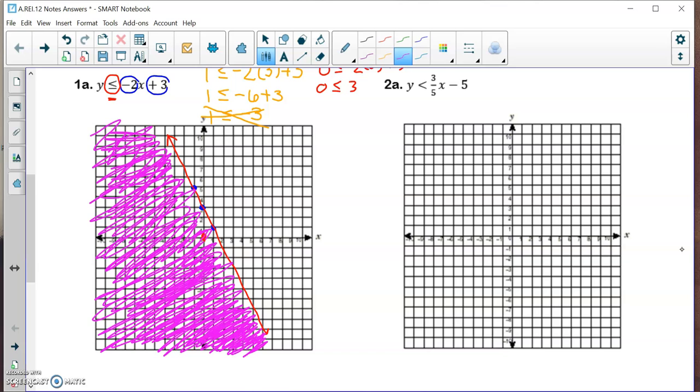Number 2, we're going to first start off graphing my y-intercept, which is negative 5, and my slope, which is 3/5, which means I have a rise of 3, so I go up 3 and over 1, 2, 3, 4, 5. Or I could have went down 3 and over 1, 2, 3, 4, 5.